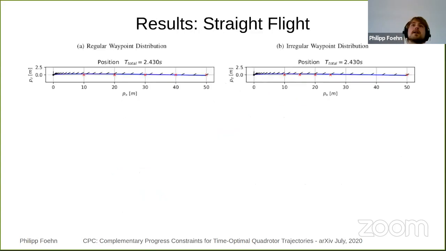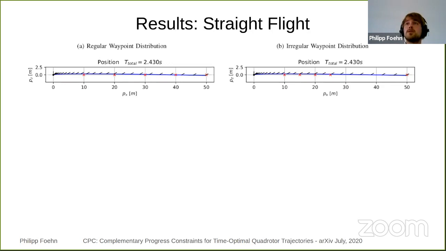We start by just looking at a very simple scenario. We want to fly a straight line, and we have one setup where we evenly distribute some waypoints along a straight line. In the second setup, we have our waypoints squeezed a bit to the beginning of the straight line. Now, we would expect to get from the optimization exactly the same solution, because it doesn't really matter where our waypoints along this line are. And in fact, this is exactly what we get out of it.